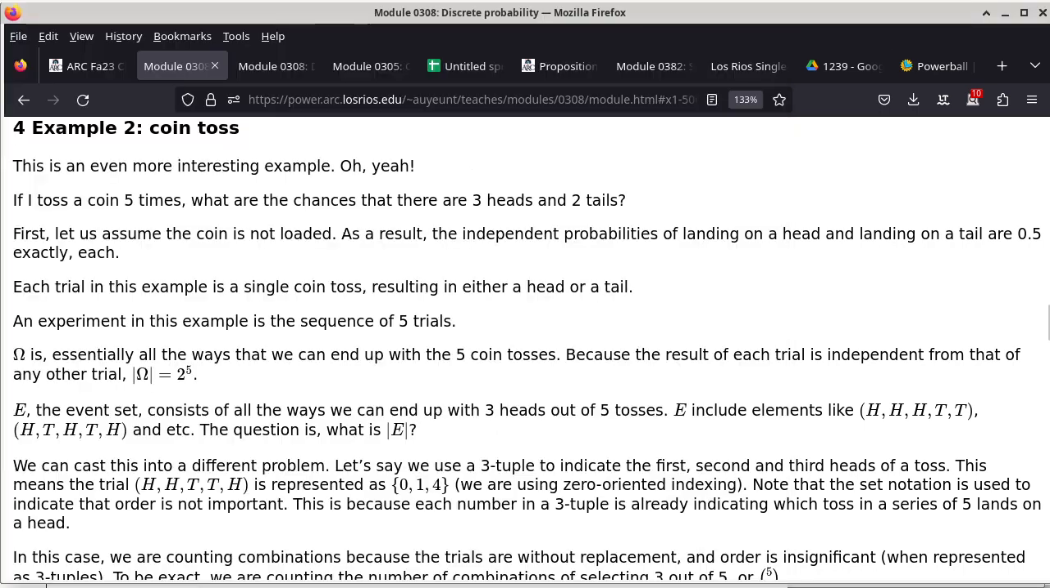So this tells us that omega, in this case, is a set of five-tuples in the problem that we are talking about here. So each element may look like head, head, head, tail, tail, head, tail, head, and so on. The E, or the event set, is basically all the ways, all the tuples, that we can end up with three heads out of five tosses, because we are going back to the original problem in the description here.